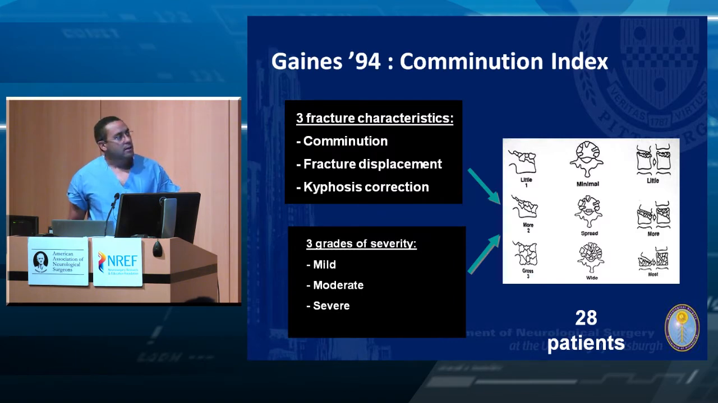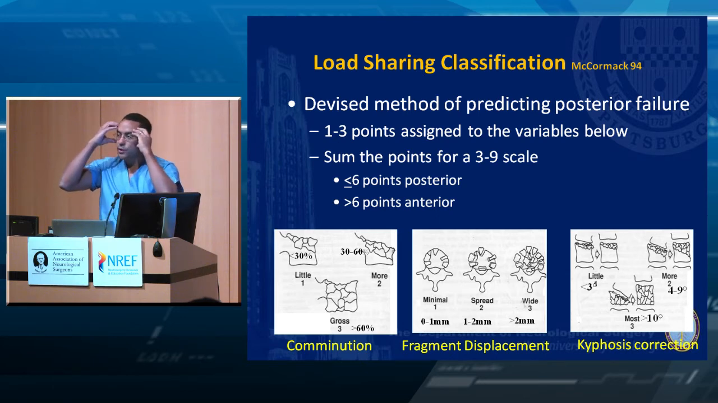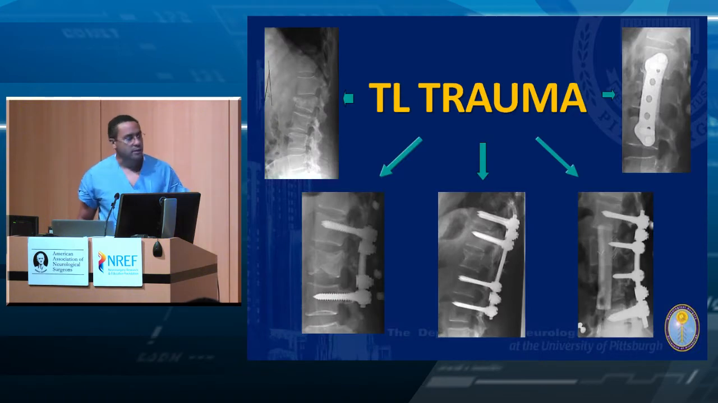And then the last thing is this load sharing classification, which was born initially out of Gaines' description of the comminution index. You don't really need to know this, though reading McCormick's paper in 1994 is actually a good read. But really the point of this is to make you think to yourself, do I need anterior column support? And the more disrupted, the more kyphotic the anterior column is, the more you should be thinking to yourself, this is a person that needs anterior column support.